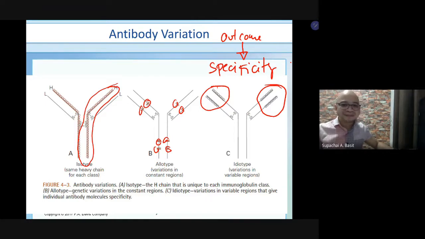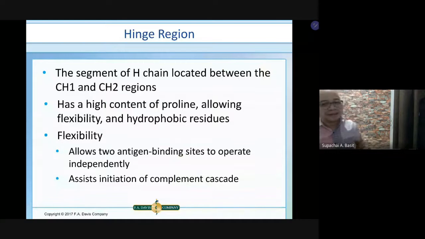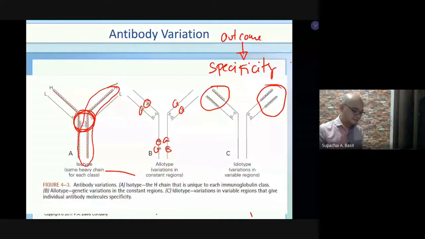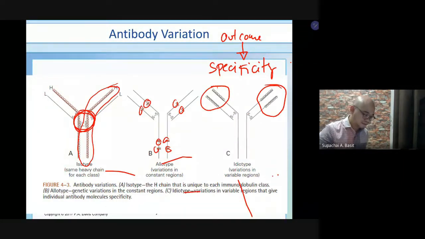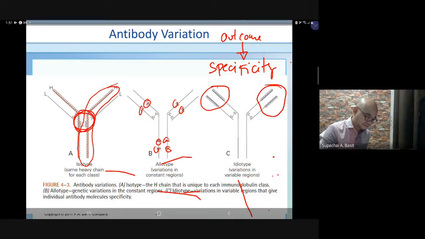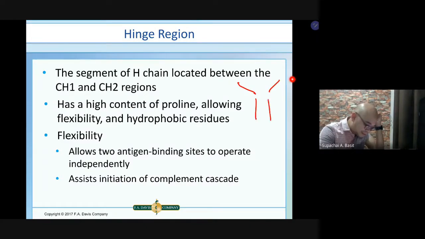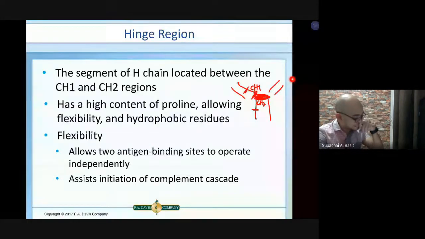Isotype, allotype, and idiotype. A while ago, I introduced to you the Hinge region, which is located somewhere here. The Hinge region is the segment of the heavy chain. It is found in between the CH1 and the CH2. This is the CH1, and then this is the CH2. Somewhere in between here is the Hinge region.